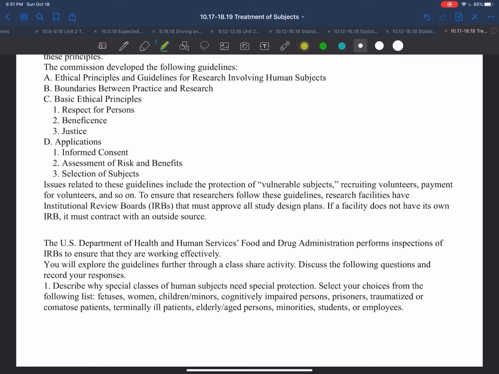Discuss the following questions and record your responses. Question 1 says, describe why special classes of human subjects need special protection. Select your choices from the following list. Fetuses, women, children and minors, cognitively impaired persons, prisoners, traumatized or comatose patients, terminally ill patients, elderly or aged persons, minorities, students, or employees. So it's basically asking us, why should we make sure that these classes of people, or these groups of people, have special protection?